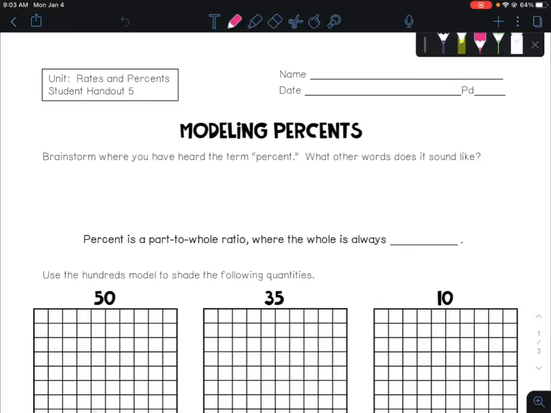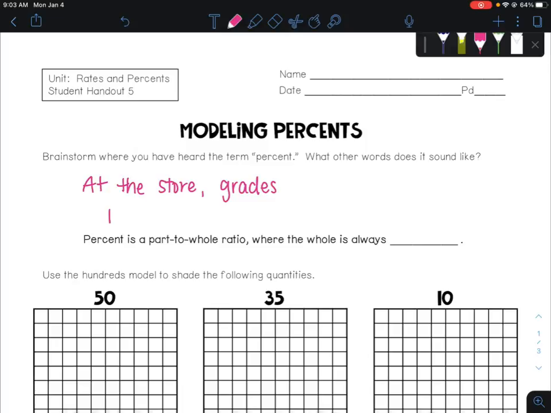For lesson 5, we'll be talking about percents, and we'll begin by just discussing where you've actually heard that term, percent. So some places that I would think of would be maybe at the store, any grades you get, and there's a lot of other places where you might hear percents in your daily life. What does it sound like? What other words does it sound like?